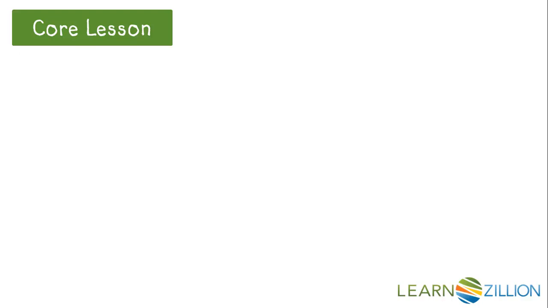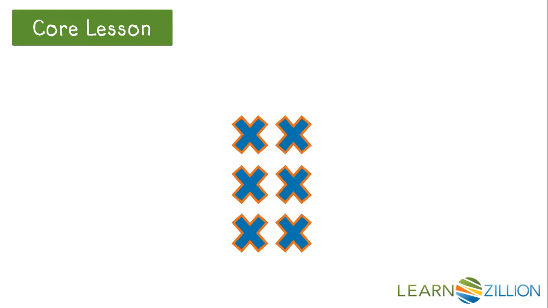Let's try another array. Here's an array of X's. There are 1, 2 columns and 1, 2, 3 rows. One way we could write this equation is by using the 2 columns of 3 X's. This would make our equation 3 plus 3. We can count by 3s to see how many X's are in the array. 3, 6. 6 X's in our array.